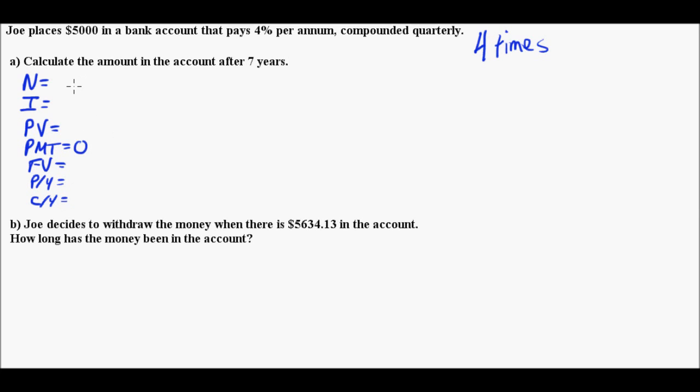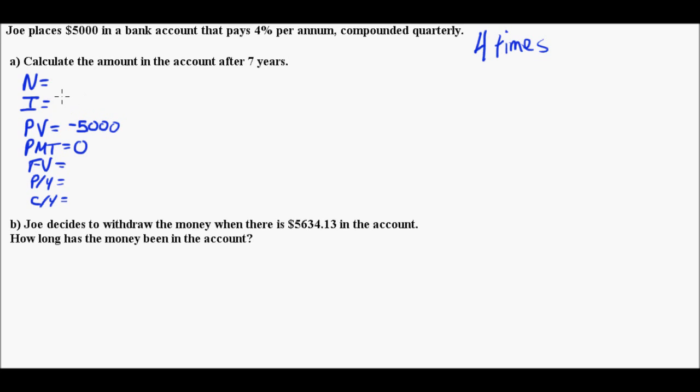If we look at this problem, I always like to fill in what we have. He starts with $5,000. He's putting up the $5,000, so the present value is negative. You just put negative $5,000 here. You're putting it up, so it has to be negative. If you put both of them positive, it's not going to work. If you do leave this positive, your future value is going to be negative, which doesn't really matter. Obviously, it's going to be more than $5,000.